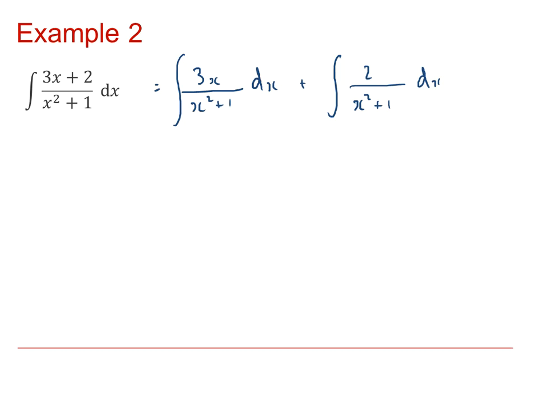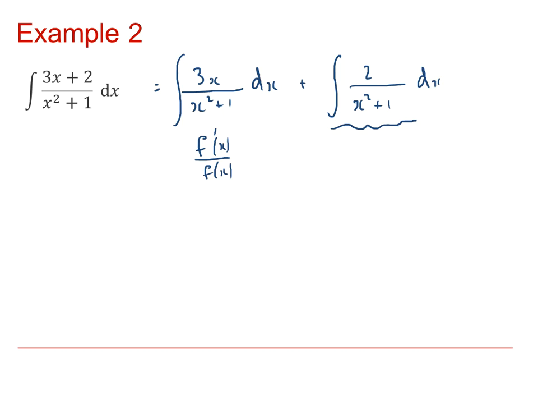So this one here is a standard integral using arctan. And this one here, you can see that we've got, in essence, the derivative on the top line of the function that's on the bottom line. So it's going to be a log of x squared plus 1.